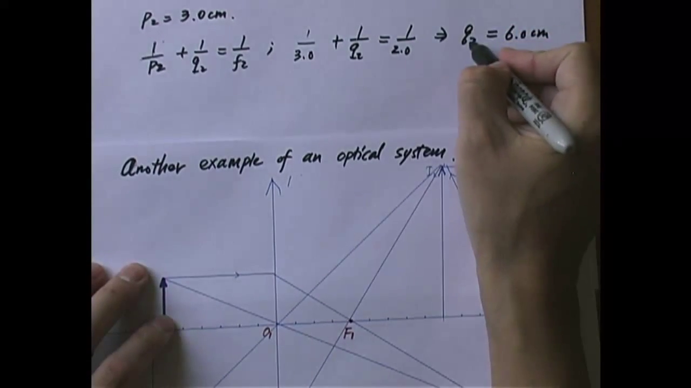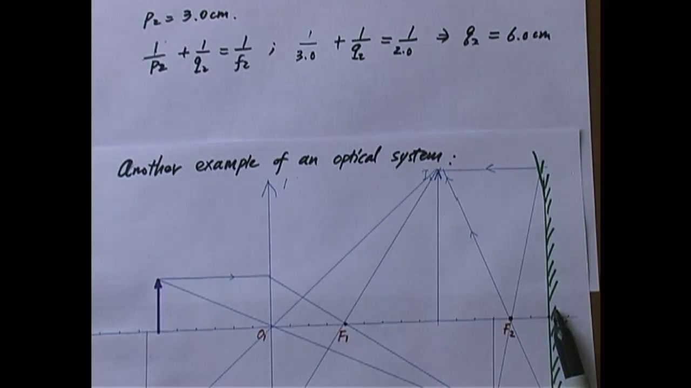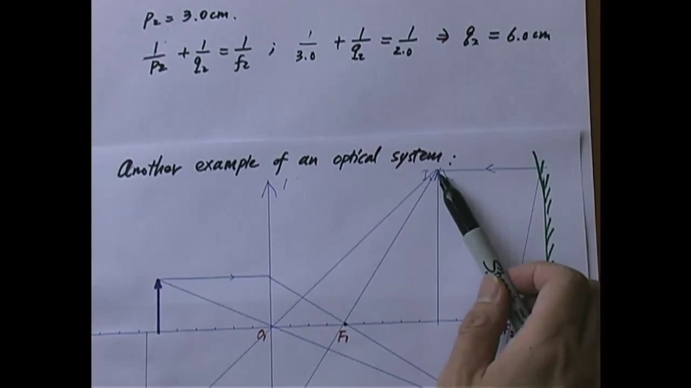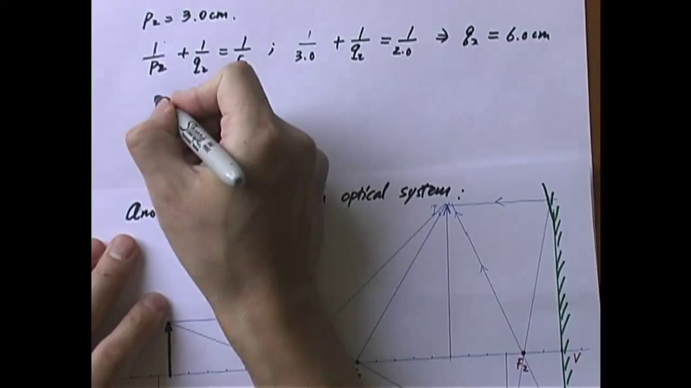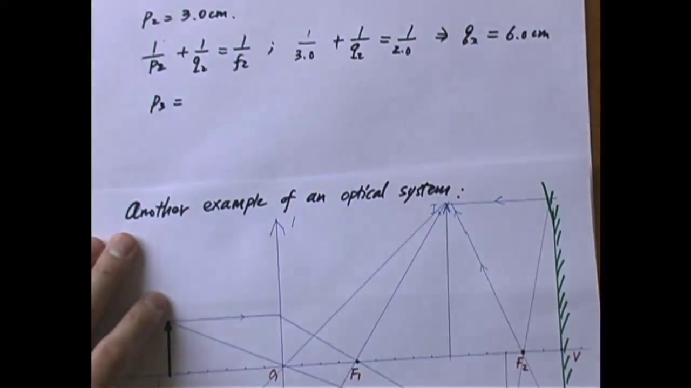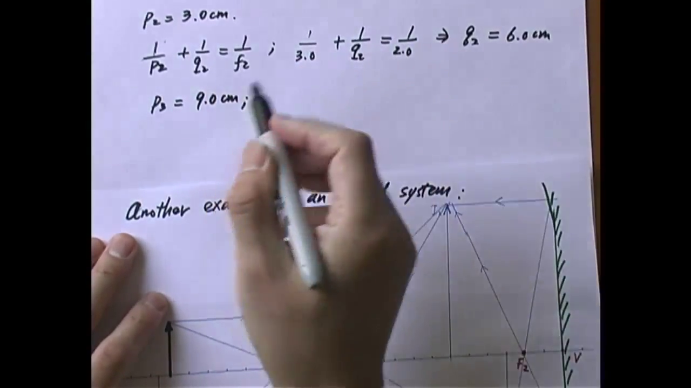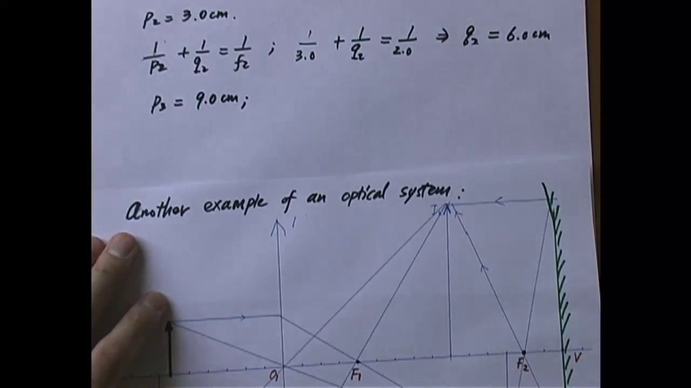Now, the final image. The overall distance is 15 centimeters. From here to there is 6 centimeters. So that leaves 9 centimeters between here and there, right? And that is P3, the object distance for the third image. So P3 equals 9 centimeters.